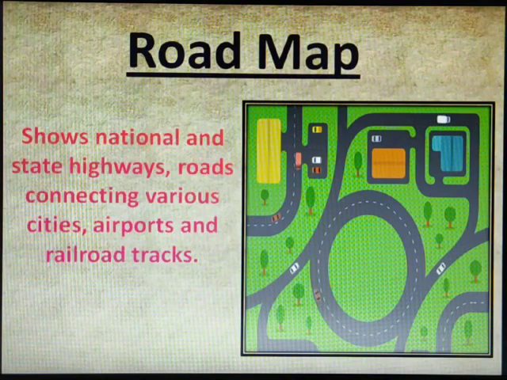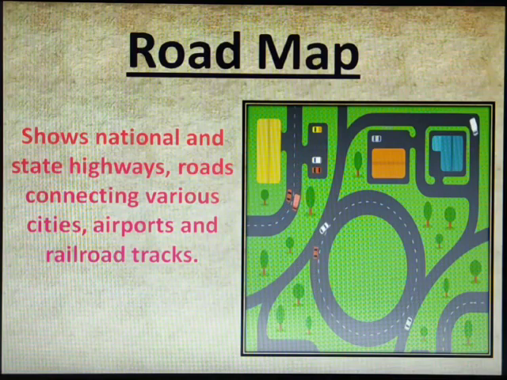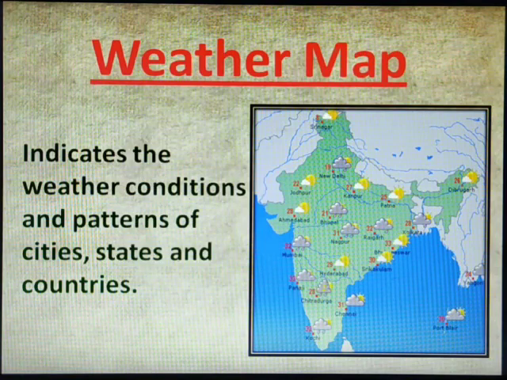A road map shows national and state highways, major roads connecting various cities and towns, airports and railroad tracks. These maps are usually used for directions while driving. Next we have the weather map. A weather map indicates the weather condition and patterns of cities, states and countries.